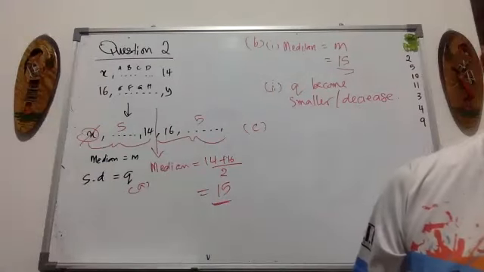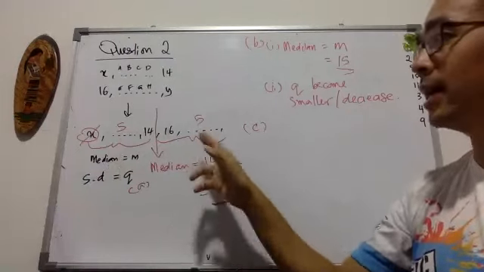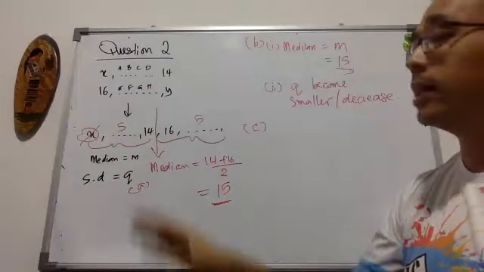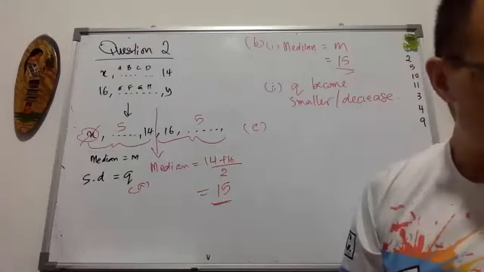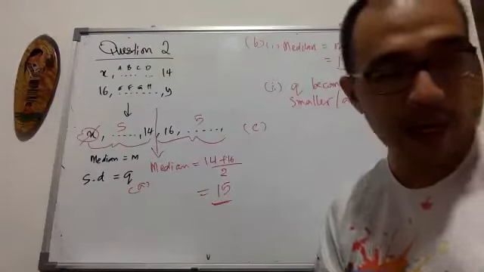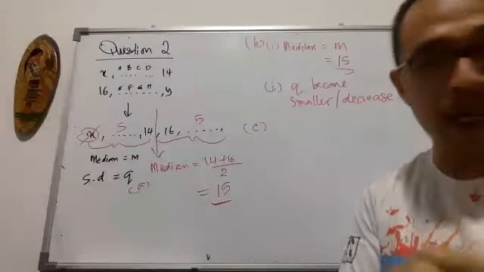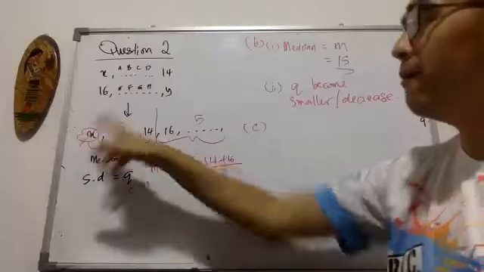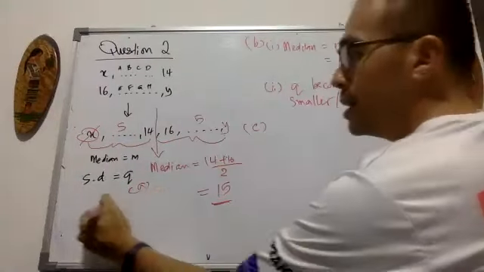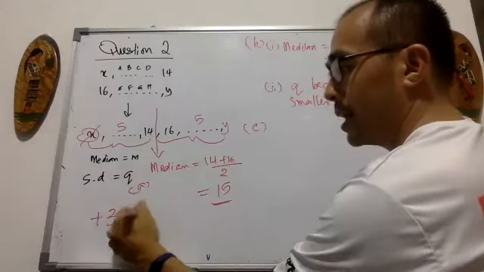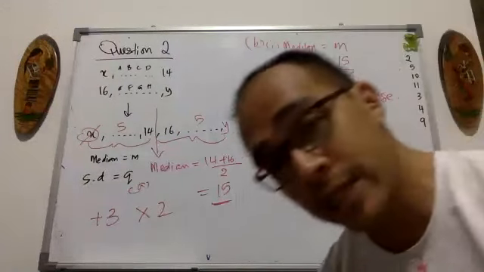Okay, question C. Now, question C is the one where we change all the data, so the median, the mean, and so on will also change. So look at the change that they are asking. They are asking that 3 is multiplied and 2 is added to the whole data. It means every number from X until Y, I multiply by 3 and add 2. So we need to revise a little bit.